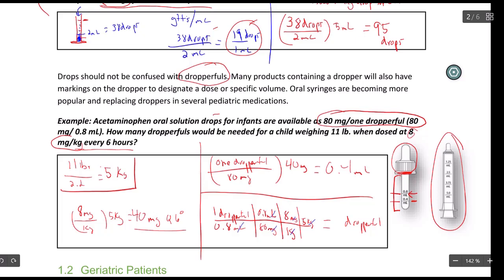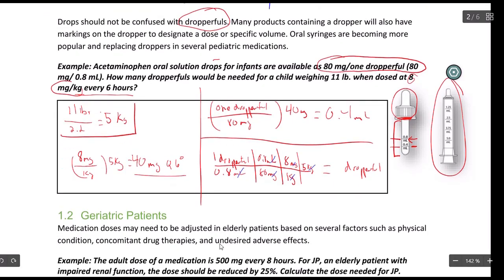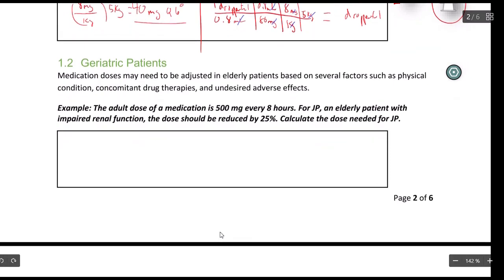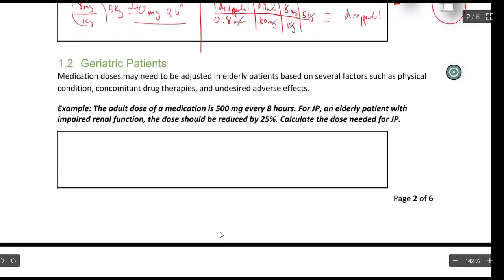All right, so that was pediatrics. The next thing that we're going to look at is geriatric patients, so older patients. Adjustments in medication are usually based on several factors: their physical condition, their age, and weight as well. Also, some other drugs that they may be on, or just because they're experiencing adverse events. But we're going to look at a few specific ones that you might see for that.